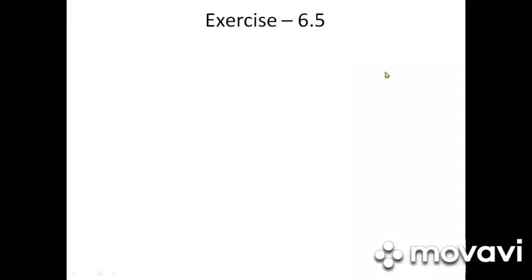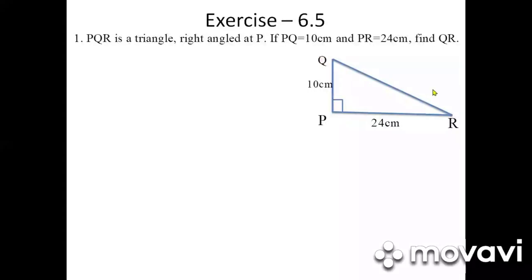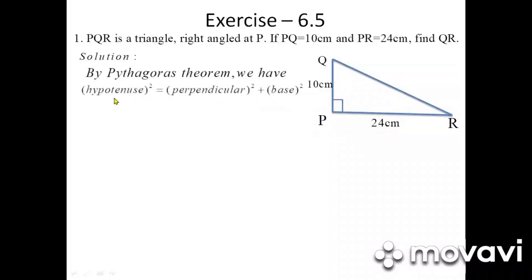Exercise 6.5. Question number one, BQR is a triangle, right angled at B. If BQ is equal to 10 centimeter and BR is equal to 24 centimeter, find QR. Here we have to find the hypotenuse of the right angled triangle BQR. By Pythagoras theorem, we have the hypotenuse square is equal to perpendicular square plus base square. In this figure, the hypotenuse is QR and the perpendicular is BQ and the base is BR. So QR squared is equal to BQ squared plus BR squared.